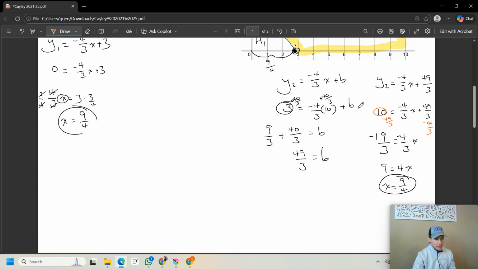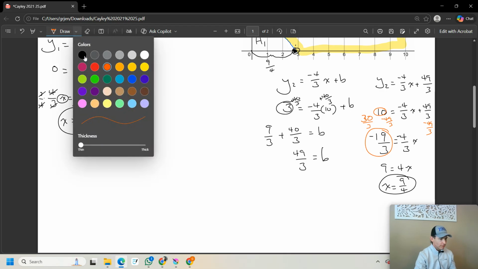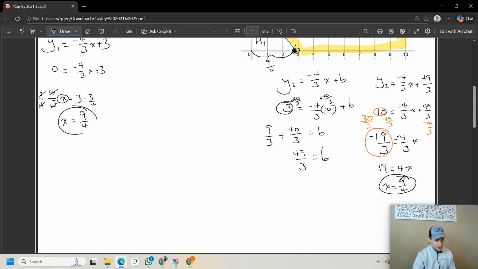And I know that this is the same thing as 40. So no, 30, that's the mistake I made for some reason. I was working with a denominator 4 in my head. 30 on 3. Okay, so I get minus 19 on 3 equals that. And then so x equals 19 on 4. We just need to do that.